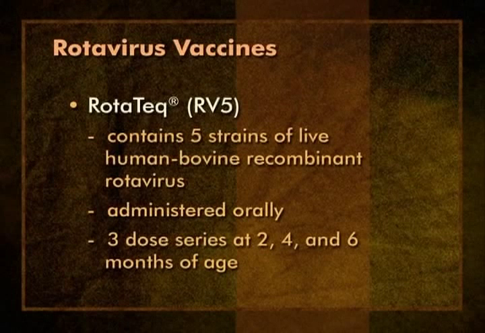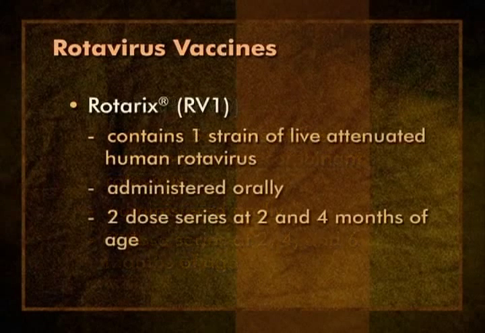RotaTeq, which we will abbreviate RV5, is manufactured by Merck. It was licensed by the FDA in February 2006. RV5 contains 5 strains of live human bovine recombinant rotavirus. RV5 is administered orally in a 3-dose series at 2, 4, and 6 months of age.